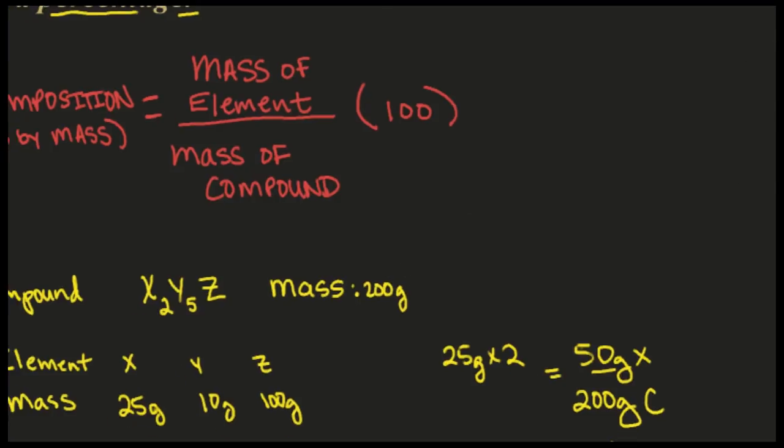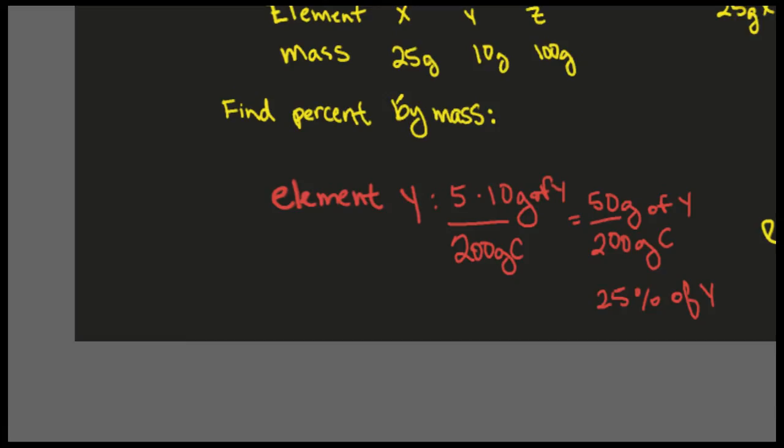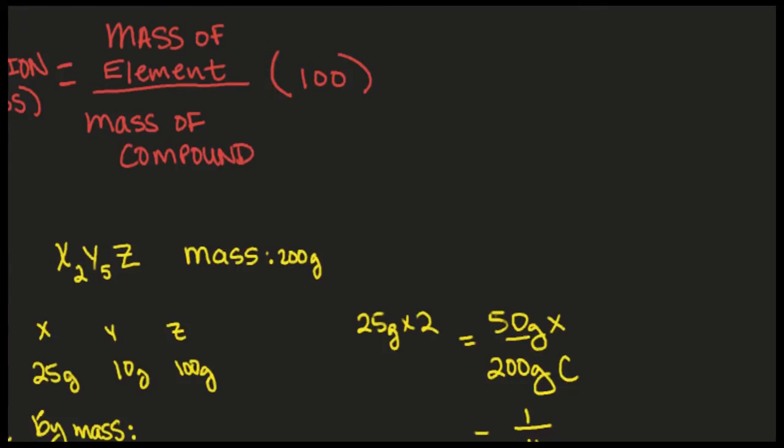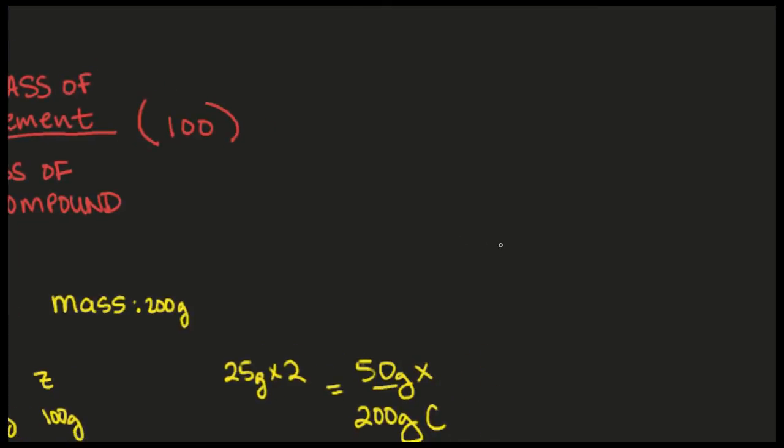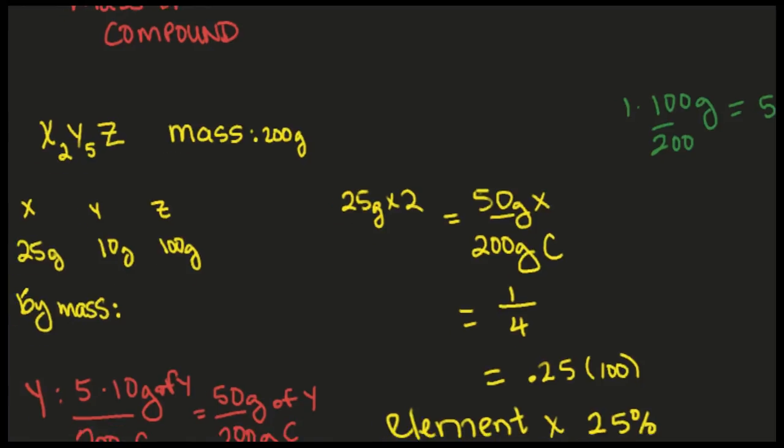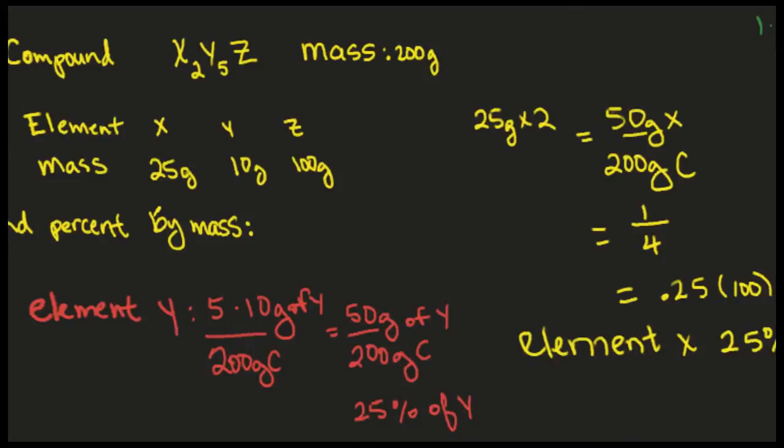Or if you wanted to say to yourself, well, I already figured out X and Y are 25%, so the rest has to be Z, which is 50% to make 100. Either way, the logic works, okay? So let's just stick to the formula for now. We know that there's 1 of Z's. So 1 times 100 grams over 200 grams gives you 50%. See. So the percent composition of this compound would be 50% Z, 25% X and Y.